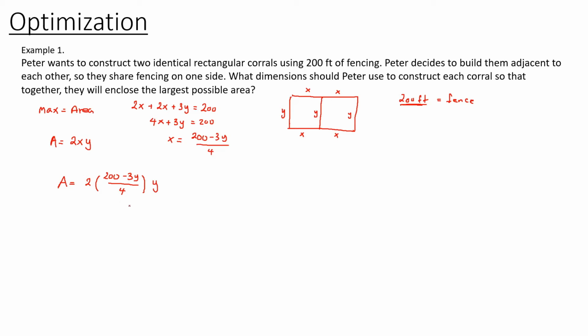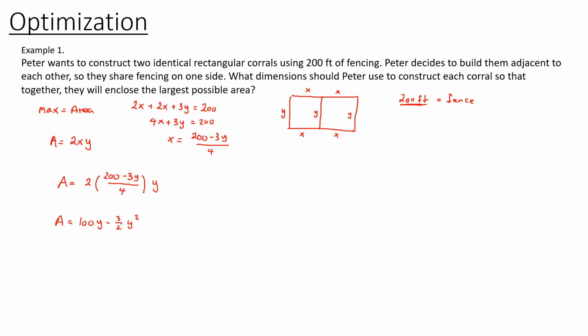Now let's clean this up a little bit by multiplying. So we have 2 divided by 4, which is 1/2. So we have 100y minus 3/2 y squared. So now we have an area formula with our condition added in.